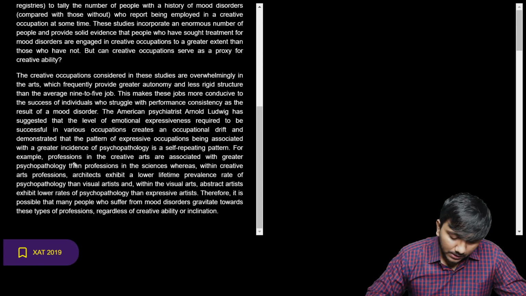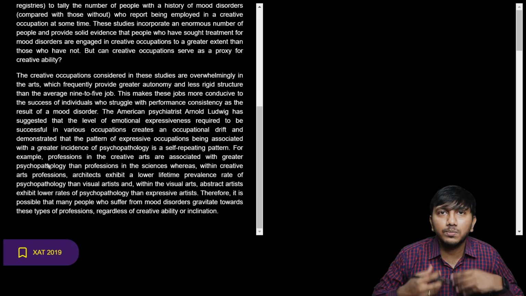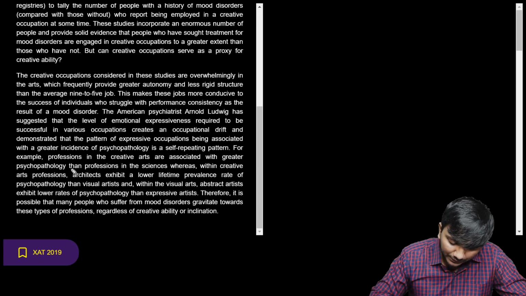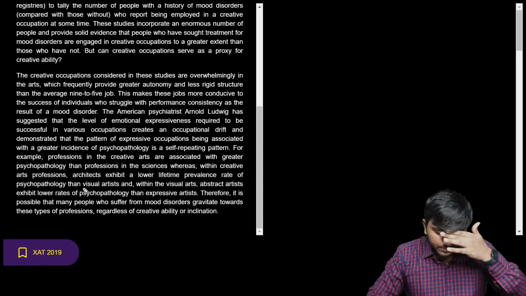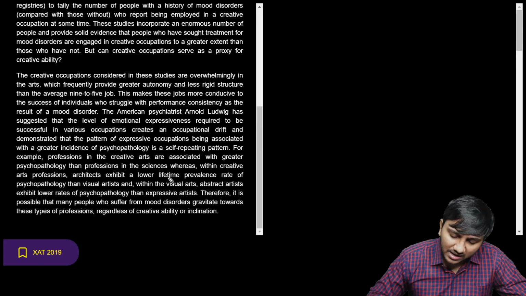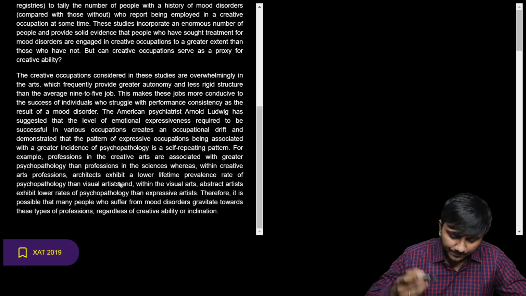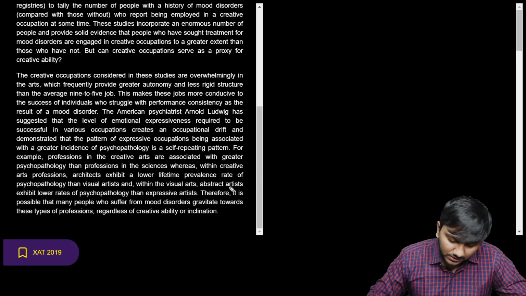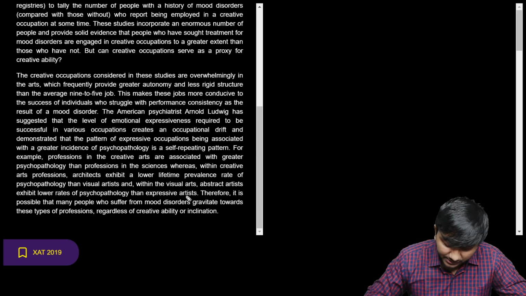For example, professions in the creative arts are associated with greater psychopathology, because creative arts would mean more expression, right? Professions in the creative arts are associated with greater psychopathology than professions in the sciences. Whereas within creative art professions, architects exhibit a lower lifetime prevalence rate of psychopathology than visual arts. So within creative arts, architects exhibit lower rates than people who do visual arts. And within visual arts, abstract artists exhibit lower rates of psychopathology than expressive art.